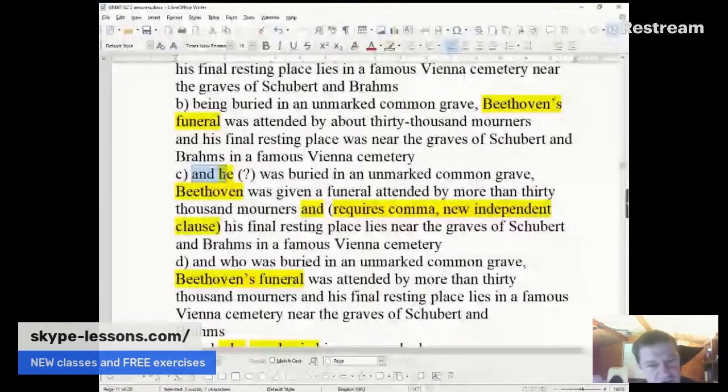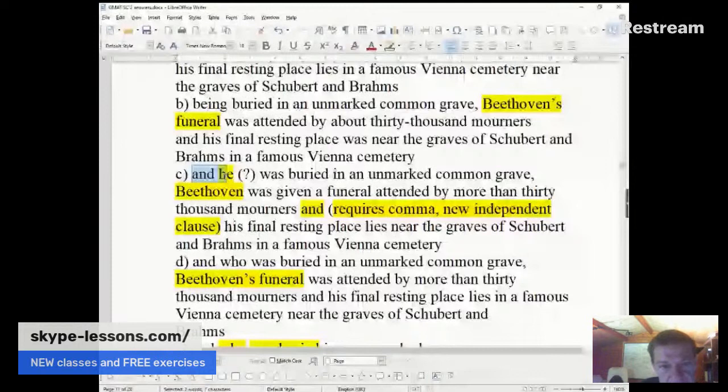In fact, you can't do what C has done. Once you've started with a relative pronoun, whose, and you're listing relative clauses, you can't suddenly use a he. You've got to keep using and who, and who, and who. It doesn't make any sense at all to go back to and he. It doesn't work when you've started a list of relative clauses. So that's one reason why it's wrong.